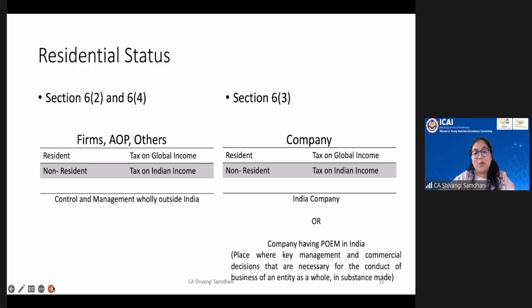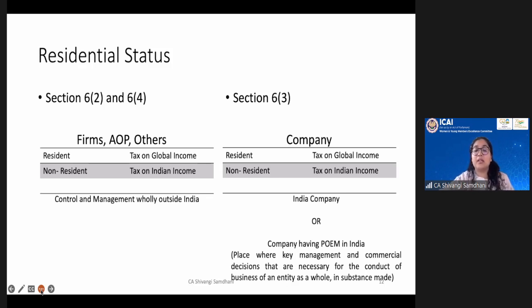There are a lot of issues in and around POEM, and the tax authorities understood that people are managing their affairs, which is why they came out with this POEM concept. POEM is defined as the place where key management and commercial decisions that are necessary for the conduct of the business of an entity as a whole are, in substance, made. Let's break this definition. Place is the geographical location. What is the geographical location of the decision-making place? Key means vital. Management is the board. So the place where the key management takes commercial business-related decisions, which are necessary for the conduct of business, in substance, as in totality, are made.